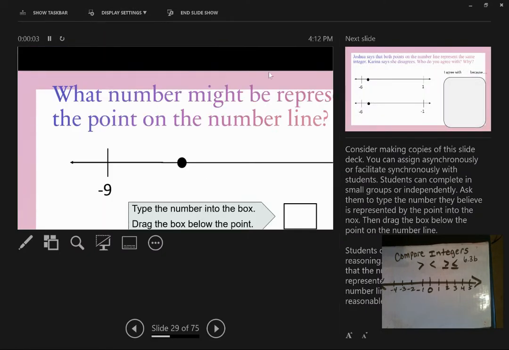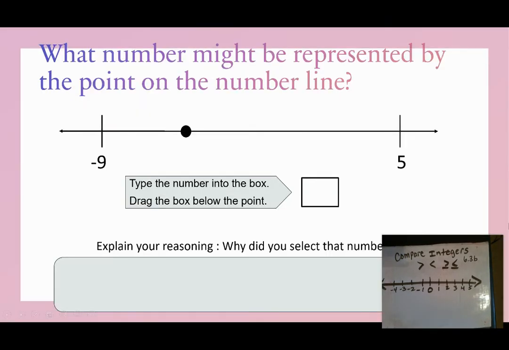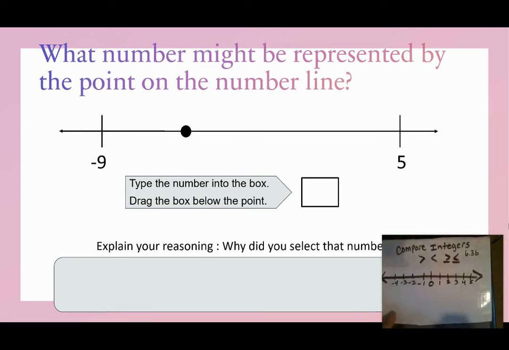All right. So what number might be represented by the point on the number line? Let's see, we know it's in between two numbers. And one way that we like to write a number that's in between two numbers is to say that -9 is less than some number which is less than 5. This means the number that's in between those two numbers is what? There's a lot of numbers in between those numbers.